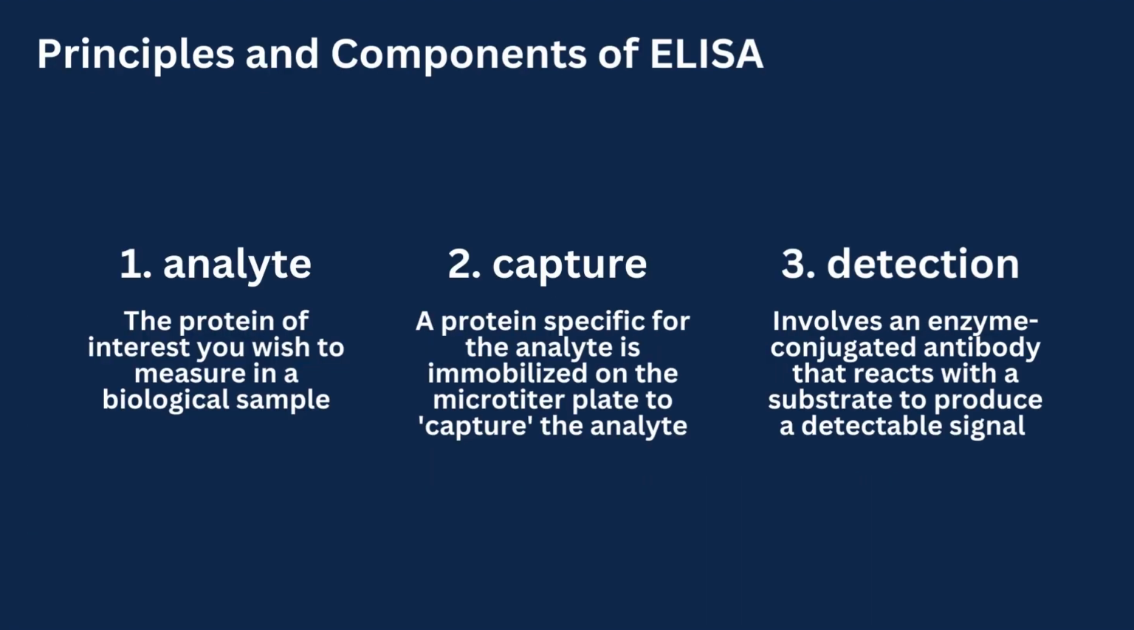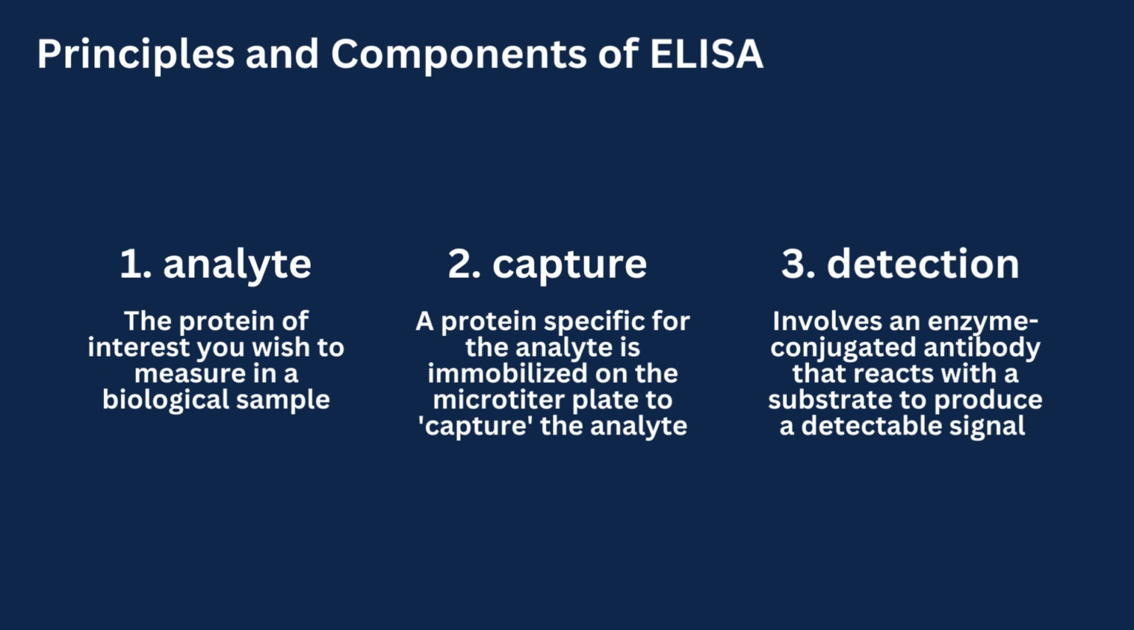The principle behind ELISA is quite simple. First, you want to identify your analyte, or the molecule you wish to detect. In most cases, this is an antibody, antigen, or another biological marker like a cytokine. Next, you must choose an appropriate capture protein. This is either an antibody or an antigen specific for the analyte you're detecting. So if you're measuring an antibody, you would capture using an antigen or vice versa. The capture protein is immobilized in the wells of the microtiter plate and quite literally captures the analyte for detection.